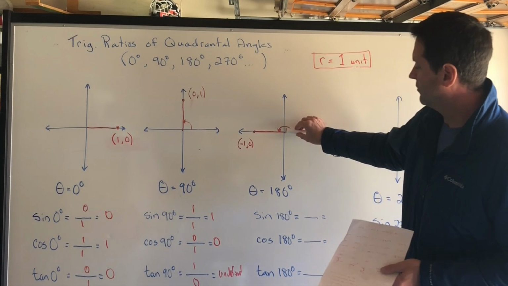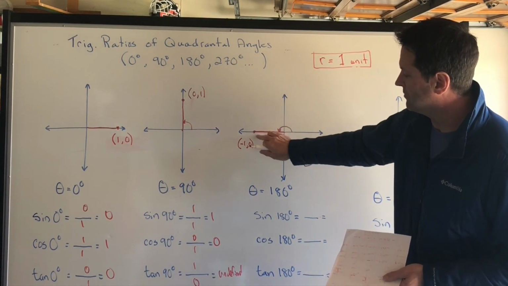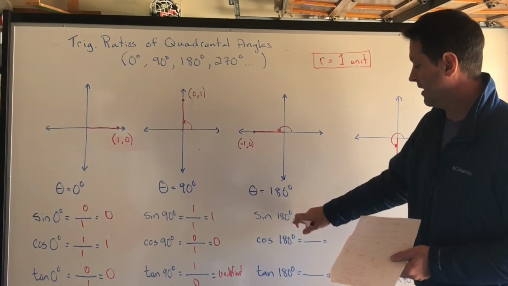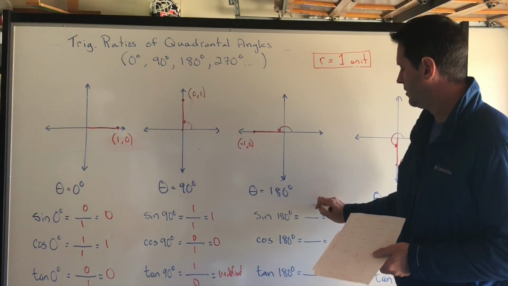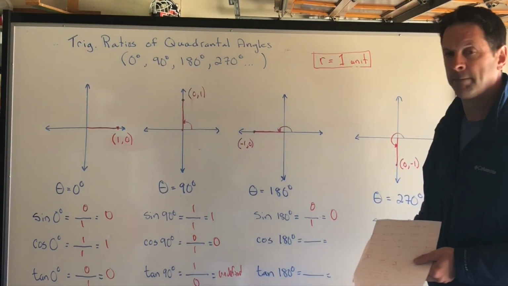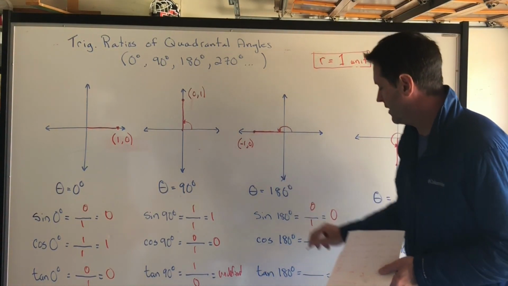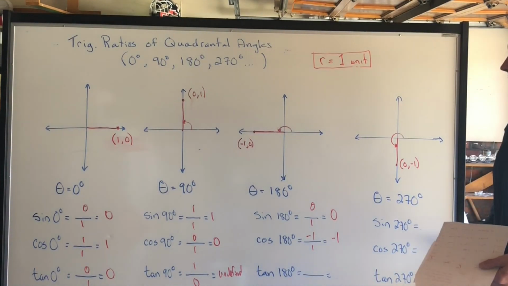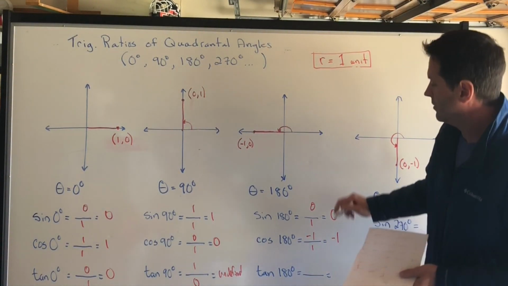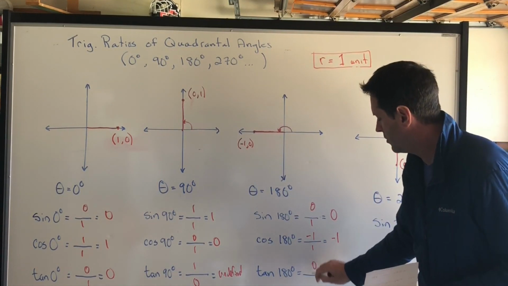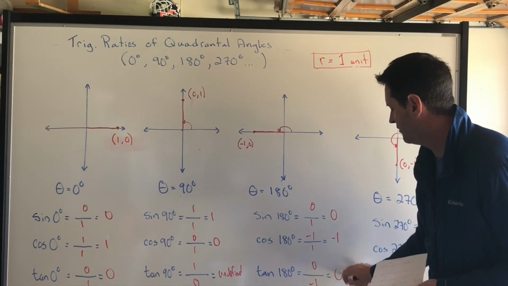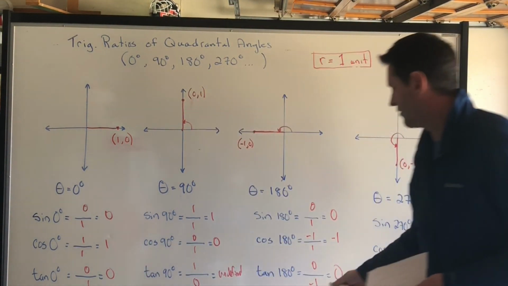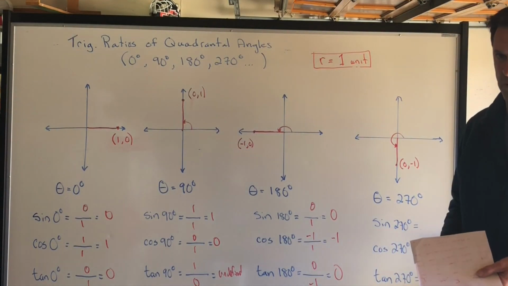Okay, how about 180 degrees? The terminal arm is now located here. Point P is at -1 and 0. So how do we get the sine, cosine, and tangent values? Once again, sine, that's y over r. 0 over 1, which is just 0. The cosine value, that's x over r. That's -1 over 1. And -1 divided by 1 is just -1. And the tangent value, that's y over x. 0 over -1, which is just 0. So both 0 degrees and 180 degrees, they have a tangent value of 0.